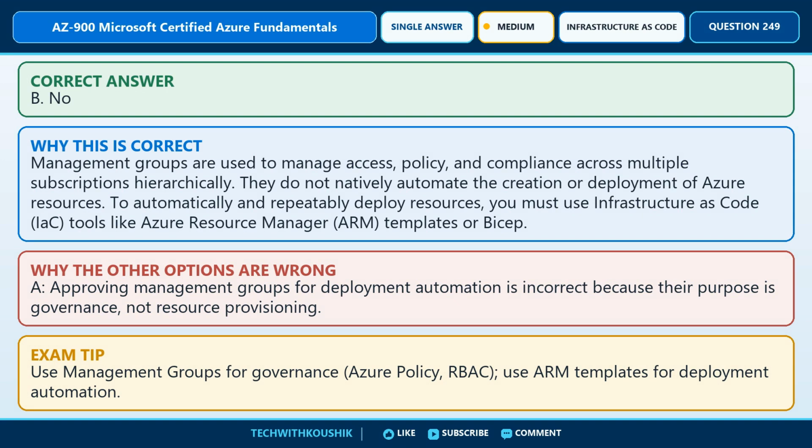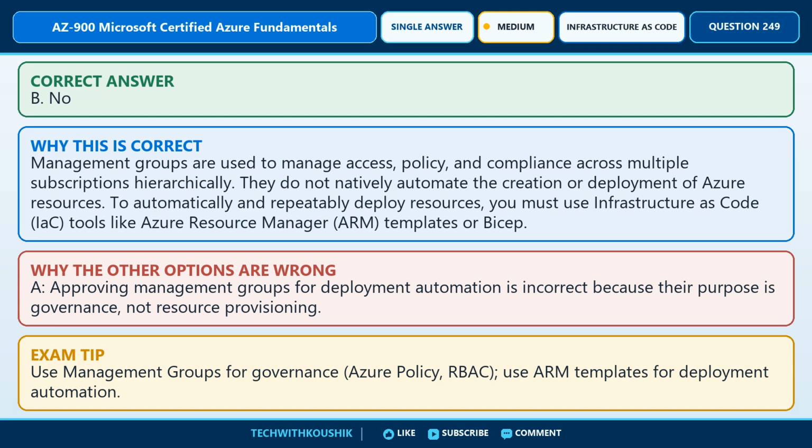Let's look at the reasoning. Management groups are used to manage access, policy, and compliance across multiple subscriptions hierarchically. They do not natively automate the creation or deployment of Azure resources. To automatically and repeatably deploy resources, you must use infrastructure as code tools like Azure Resource Manager, ARM, templates, or Bicep.